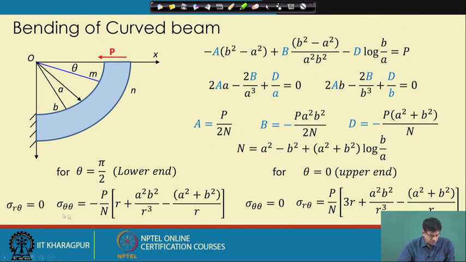But sigma theta theta, which involves sin theta, will be non-zero, while at theta equals 0 the situation is just reversed. Sigma theta theta equals 0 and sigma r theta is non-zero. So basically, likewise for the straight cantilever case, we have also found the stresses here by approximating the stress function, or specifically by solving the biharmonic equation.